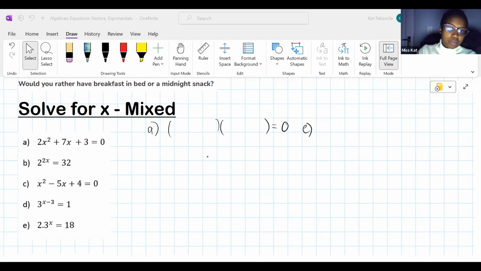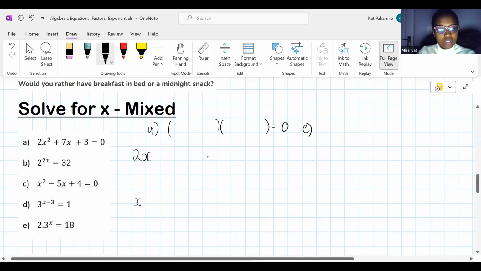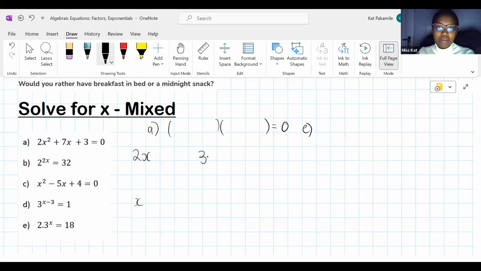Okay, let's do the cross method. The factors of 2x squared are 2x and x, and 3 only has 2 factors, which are 3 and 1. Now let's put them in the correct brackets. Yes, 0 is showing us that it's an equation. If there wasn't a 0 there, then you wouldn't be able to solve for x. It would just be an expression, okay?